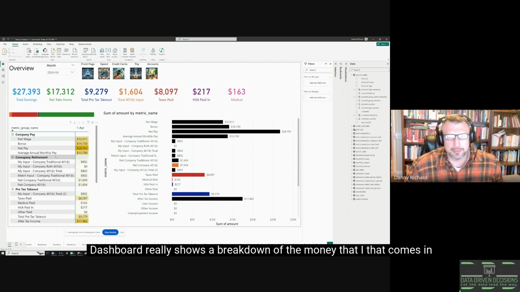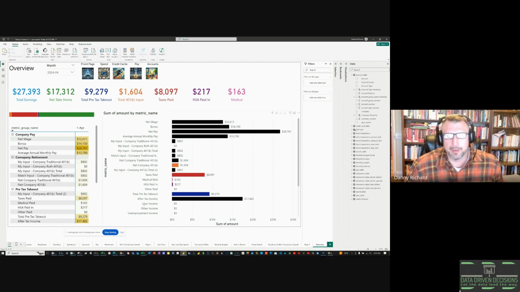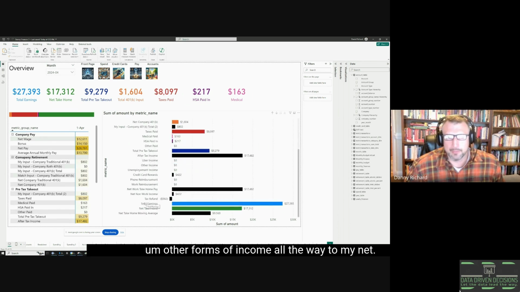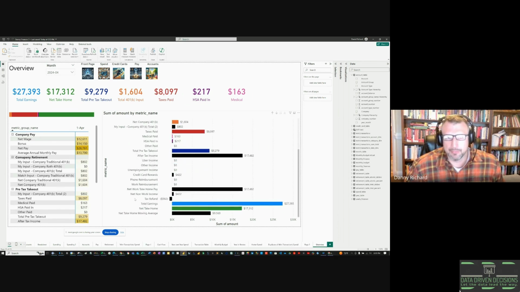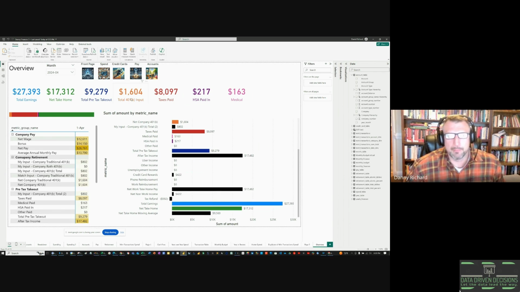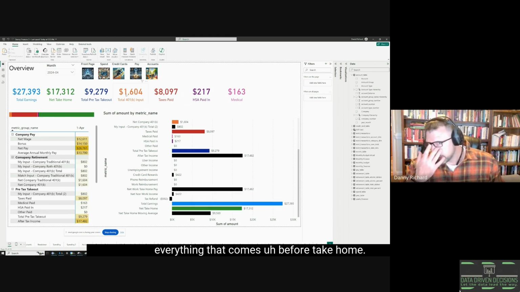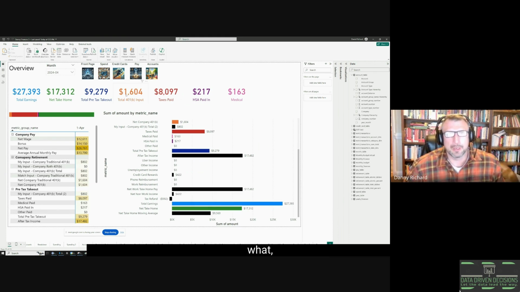So everything about pay. This dashboard really shows a breakdown of the money that comes in, what gets taken out pre-tax, whether it be taxes, medical, HSA, retirement, other forms of income, all the way to my net take home, which you see in green. So this is a nice dashboard that just shows what the money looks like before take home, everything that comes before take home, what happens with the money.